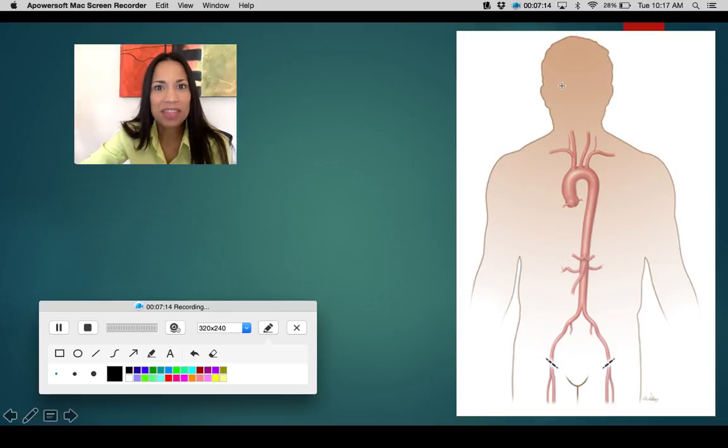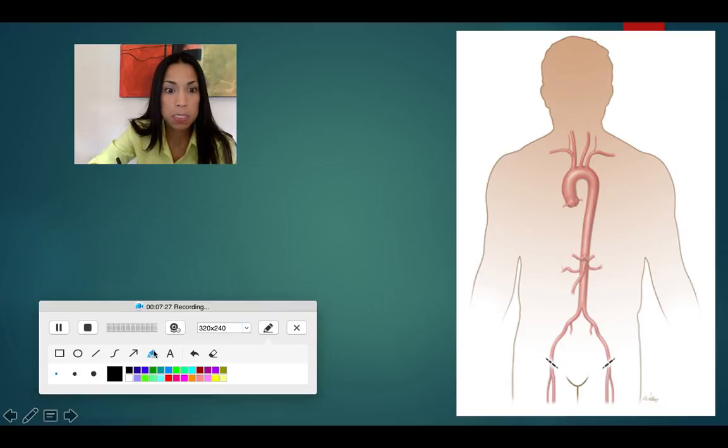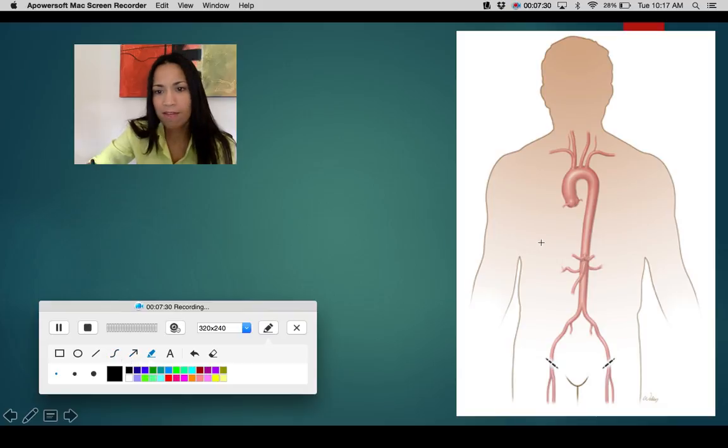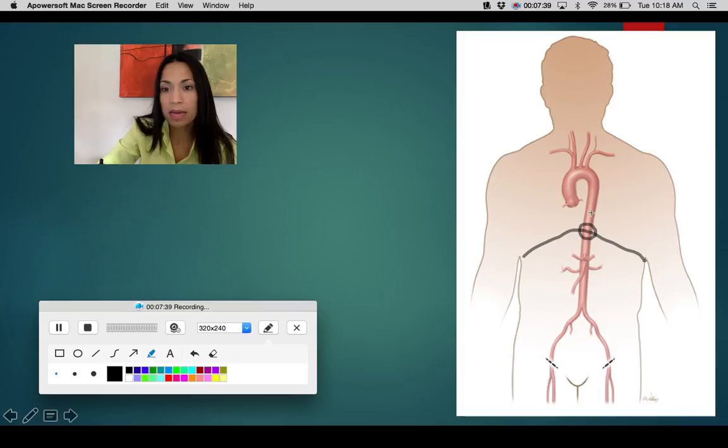Let's describe now the arteries supplying the lower limbs. So here we have our aorta: the ascending, the aortic arch, and the descending aorta. Right about here we have our diaphragm muscle. And remember, the diaphragm has the foramen for the aorta. That's where the descending aorta passes through to go from thoracic to abdominal. The thoracic segment becomes the abdominal aorta.